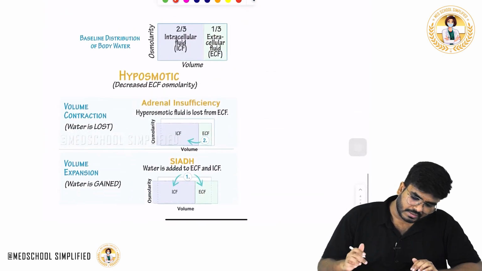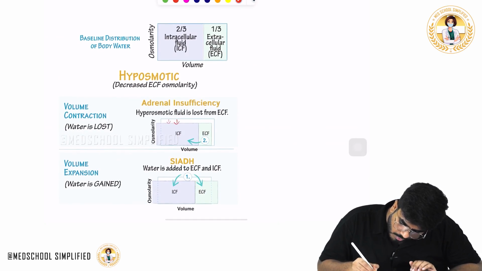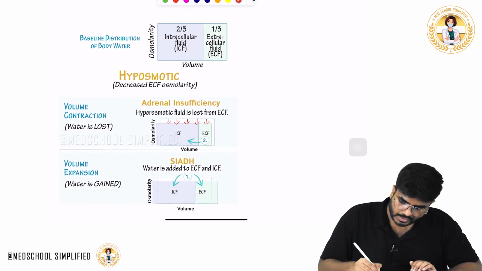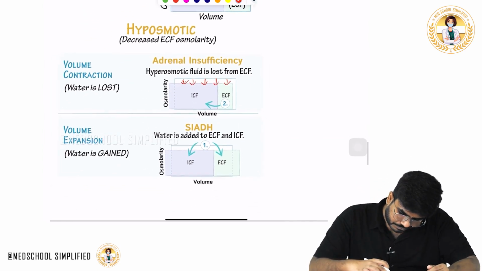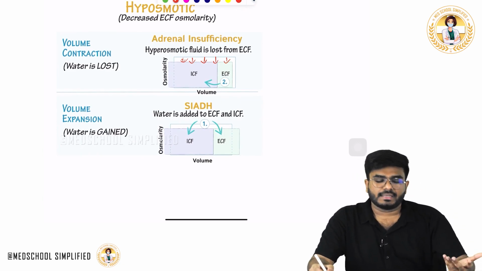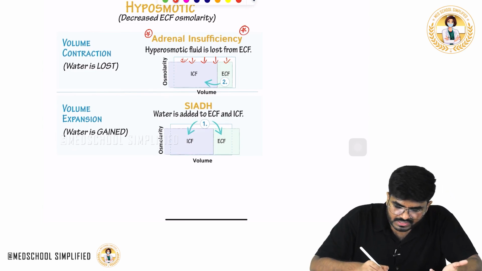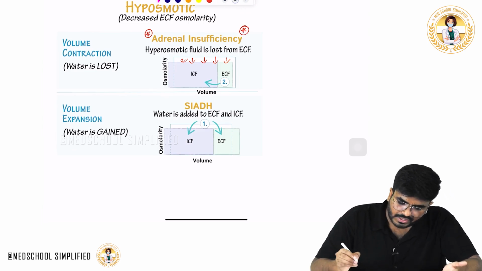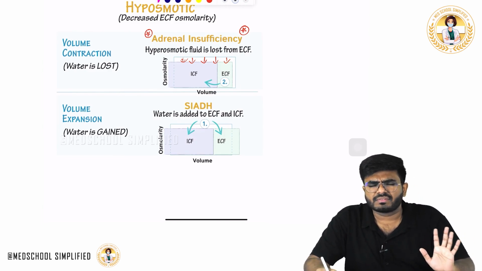Now, the next condition in which the body fluids are getting hypoosmotic. Look at here, hypoosmotic. The patient is having some disorder, maybe adrenal insufficiency, adrenal hemorrhagic necrosis, some adrenal gland problem.